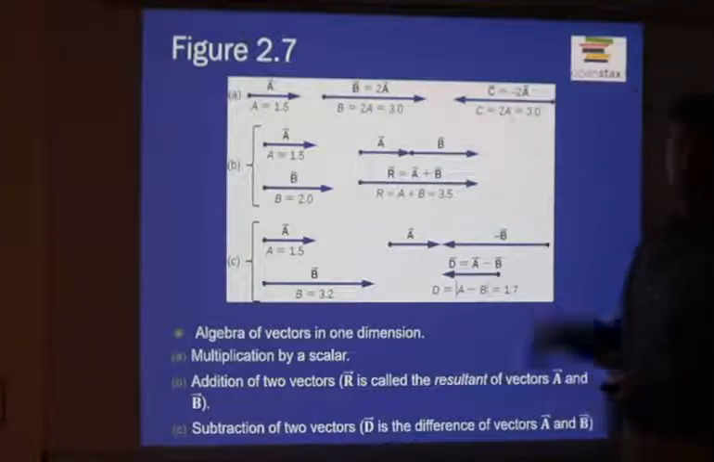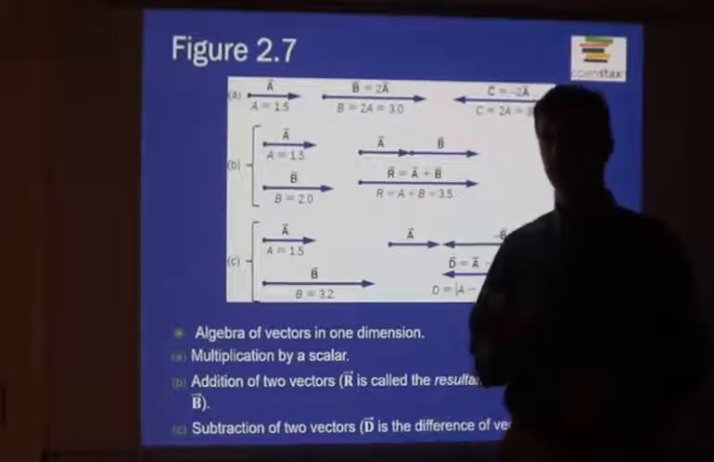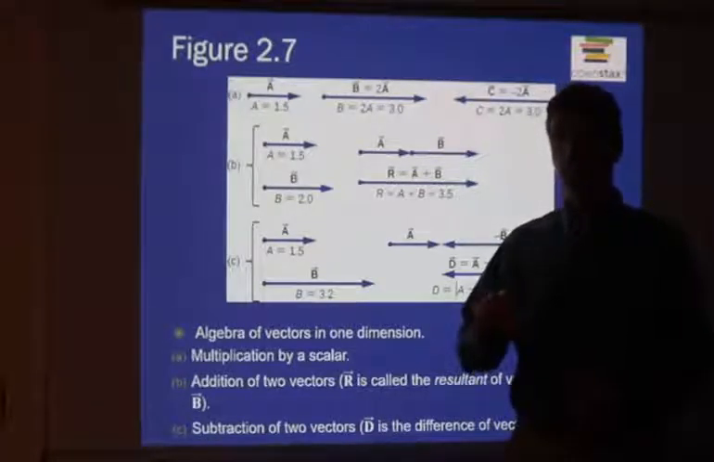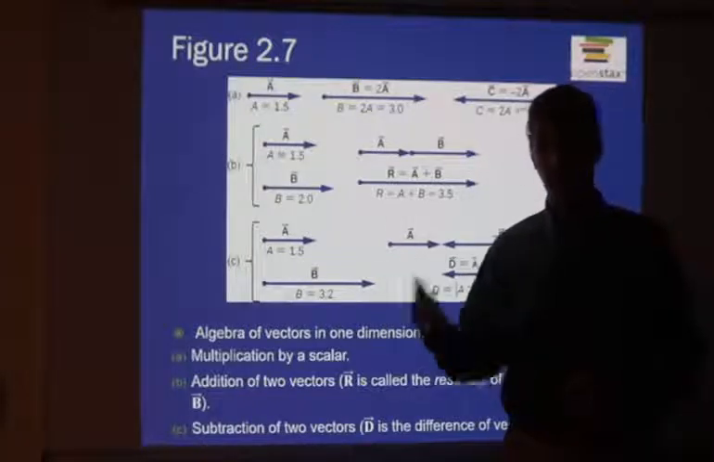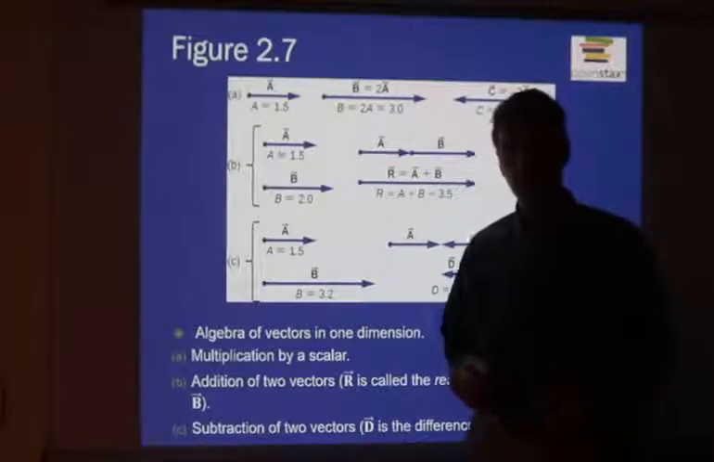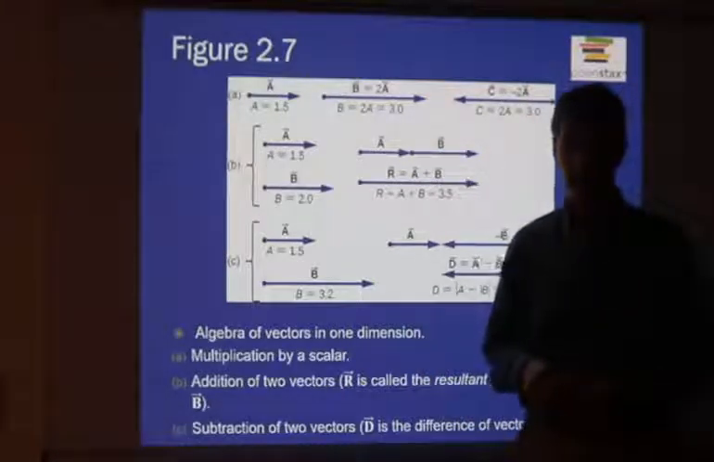In this case, C is negative 2A. Okay? That negative sign does something here. C is still twice as large as A is, as B was to A. But with that negative sign, it actually makes C antiparallel to A.